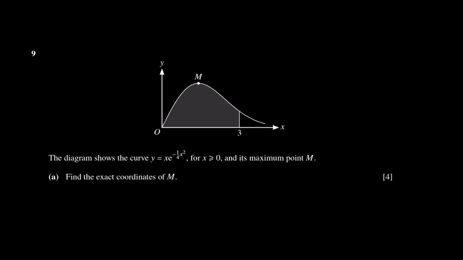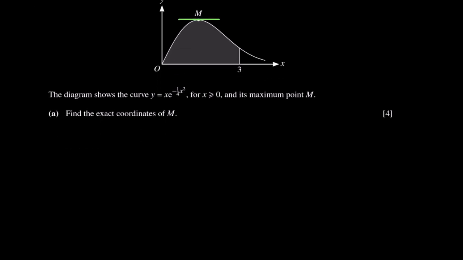Okay, then, question 9. The diagram shows the curve x e to the minus quarter x squared, and its maximum point is here at M. We want to find the exact coordinates of M. Well, a maximum point is where dy/dx is equal to 0, because it's where the gradient is equal to 0. If you just think about that, if I was to draw the tangent there, that gradient is horizontal, so it's 0. So what we want to do is differentiate our function.